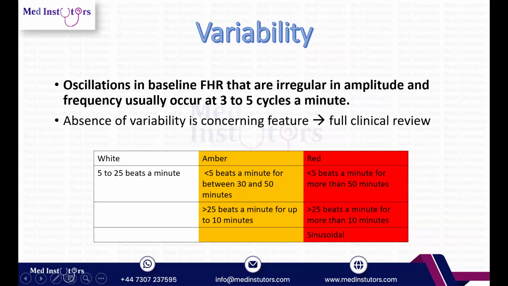Now, for variability, when it is between 5 to 25 beats per minute, that's ideal. That's supposed to be white characteristics. If it's amber, it's less than 5 beats per minute for 30 to 50 minutes, or more than 25 beats per minute for up to 10 minutes. Red is if it's less than 5 for 50 minutes, more than 25 beats per minute for 10 minutes, or if it's sinusoidal. I'll show you all of these pictures in the end, don't worry.